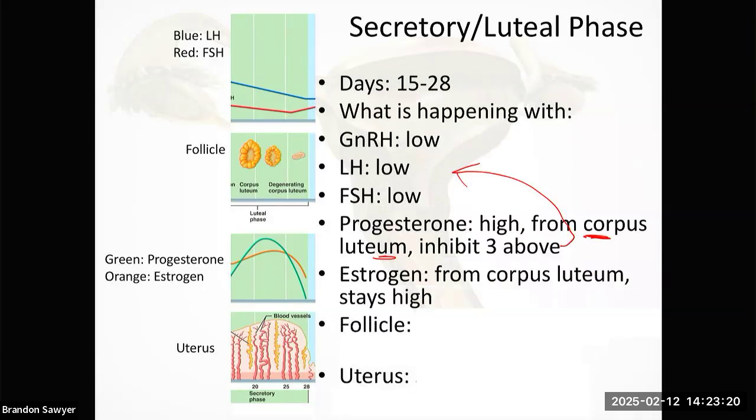Estrogen is also coming from the corpus luteum. It stays pretty high, right? So we see estrogen here. It's not as high as it was at the peak before ovulation, but it's still pretty high because the corpus luteum is still releasing it.